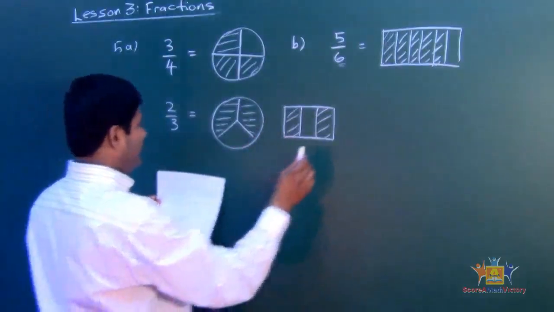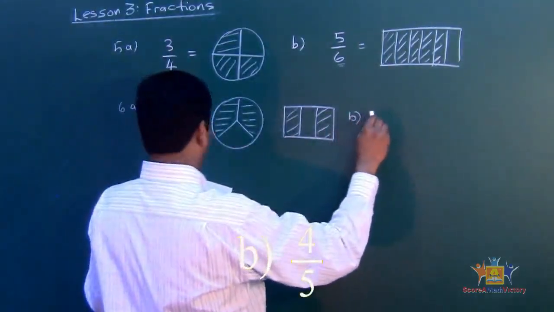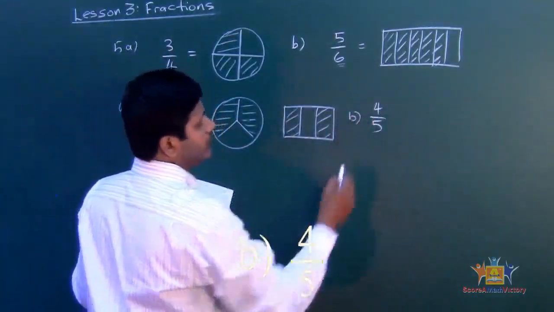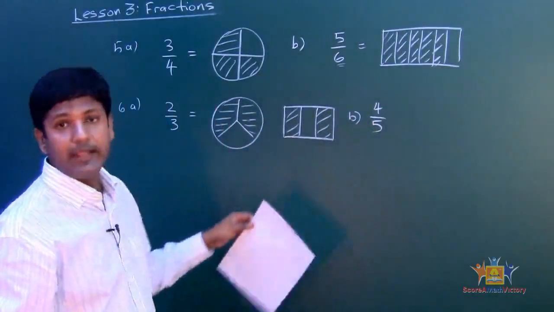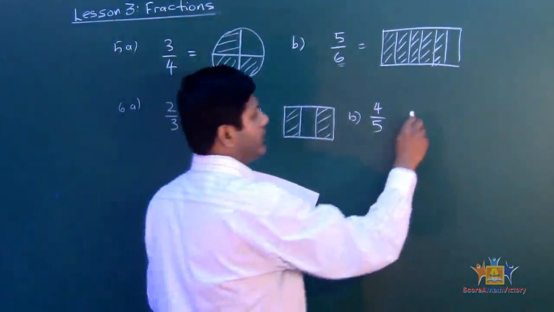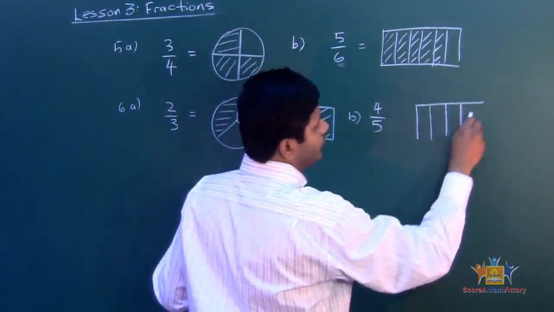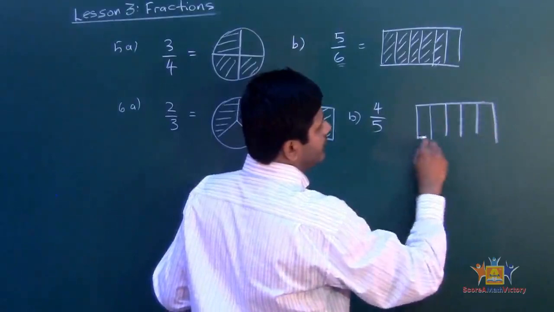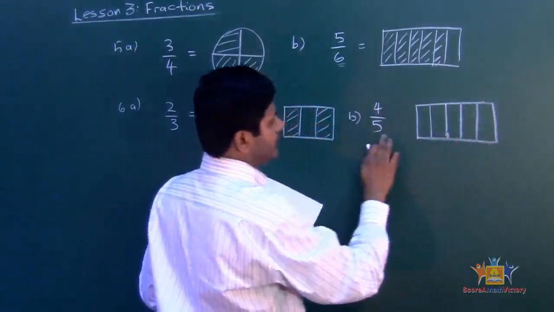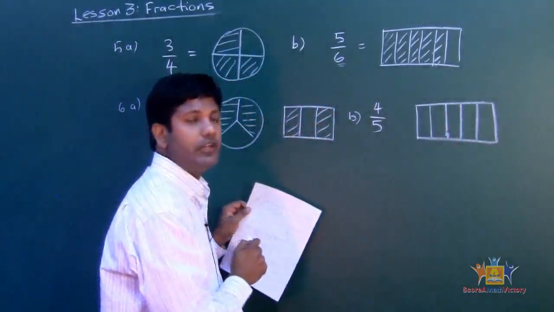Okay. B. You asked for 4 over 5. Okay, so it's easy if you do the rectangle, rather than a circle. So we can do the rectangle, and you can have 5 parts. 1, 2, 3, 4, 5. See that? That's the 5 parts. And how many need to be shaded? 4.